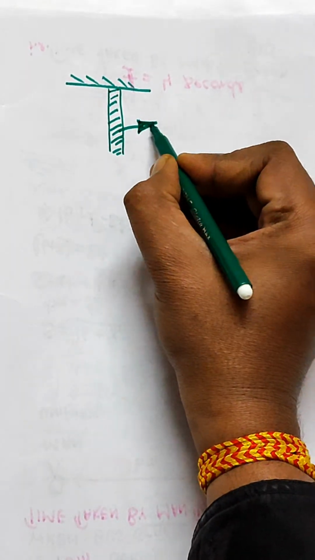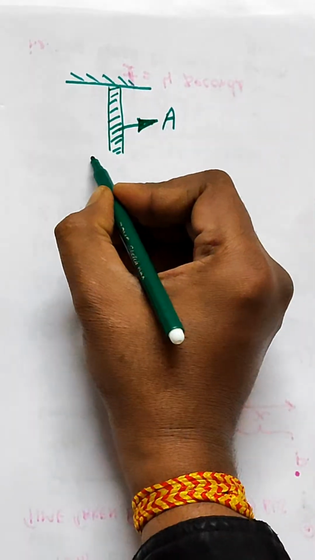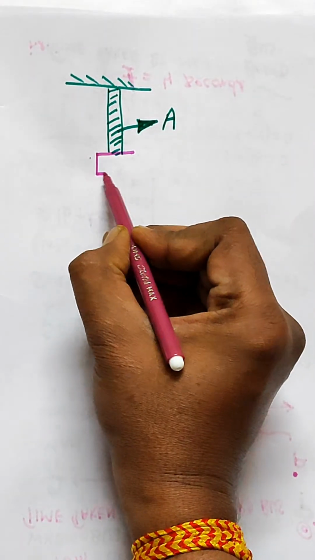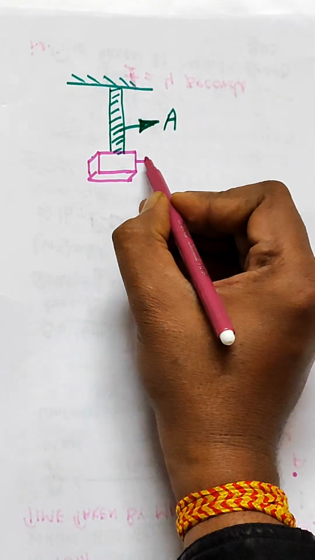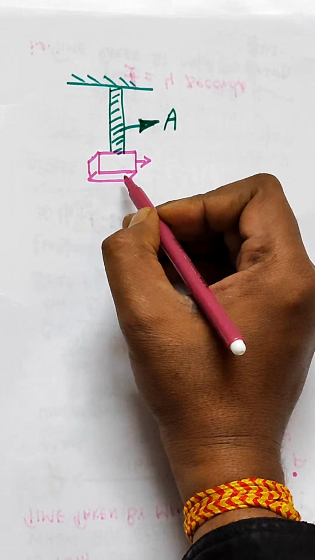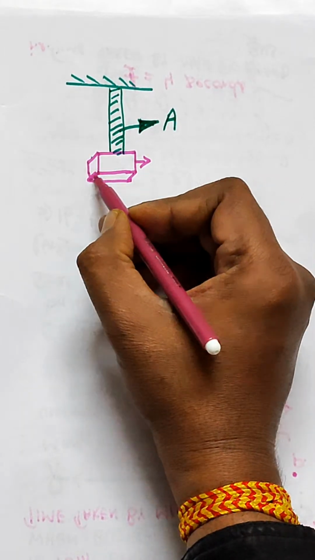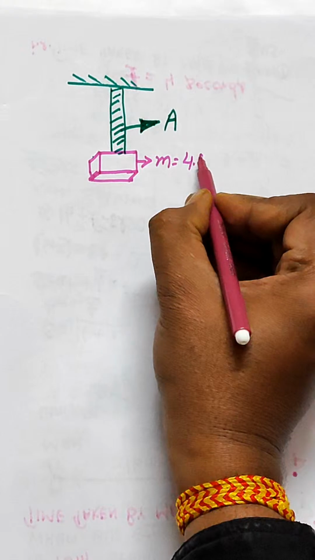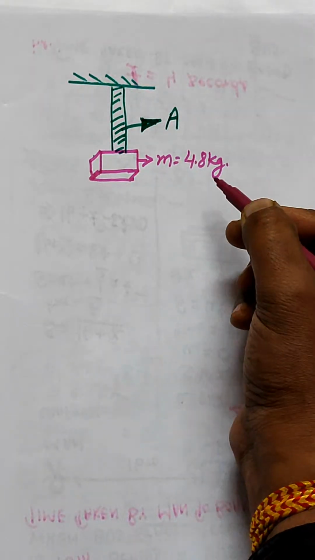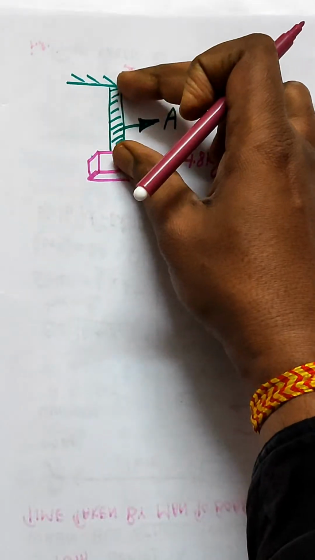This was given, right? The area of cross section of this wire is given, and a weight is suspended over here like this. A weight is suspended here, and the mass of this, not weight, I'm just marking my words, it's mass, not weight. We will consider the weight of this mass, but here it's given as m equal to 4.8 kg. Due to this weight, this wire will be elongated.